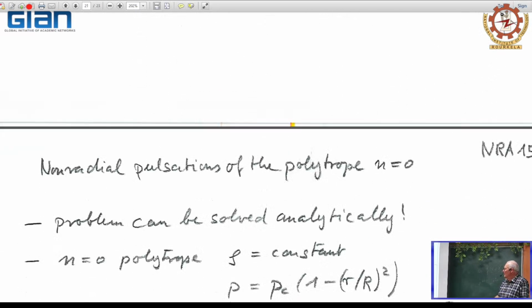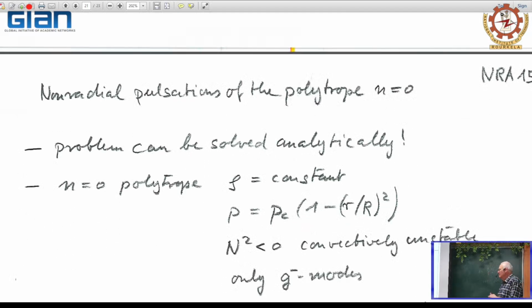Well, finally, to close this chapter, we consider the non-radial adiabatic pulsations of a very, very simple model, namely the polytrope of n equal to 0. Why do we do that? It's not because this is a very realistic model. It's by no means realistic, but this problem can be solved analytically, and we can follow the properties and the frequencies of each mode analytically, so we can see what actually happens.